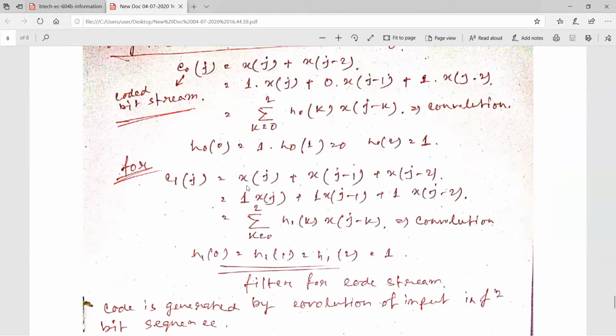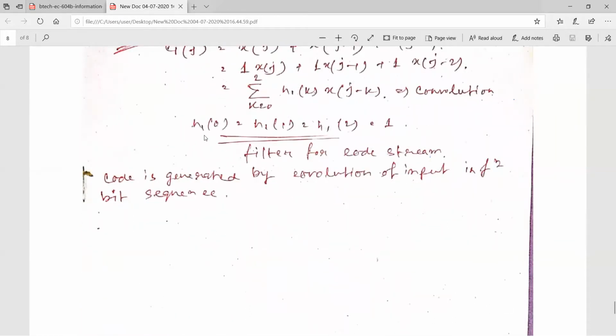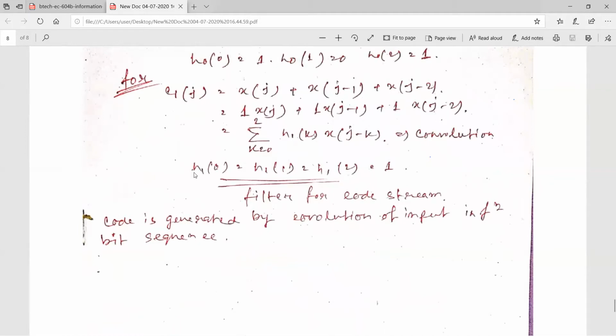So code bit 1 equals what? xj, x of j minus 1, and x of j minus 2. Okay. So here we can get all the coefficients for this one. So these are the expressions of the convolution. Here in this expression, h10 equals h11 and h12 equals 1. So all of these are basically the filters, the filters for the code streams.